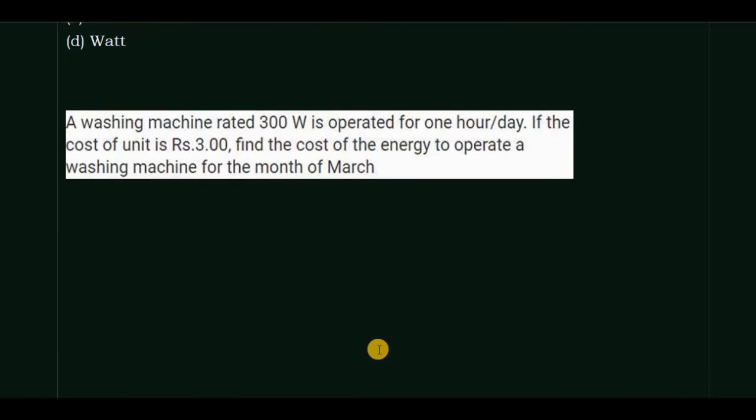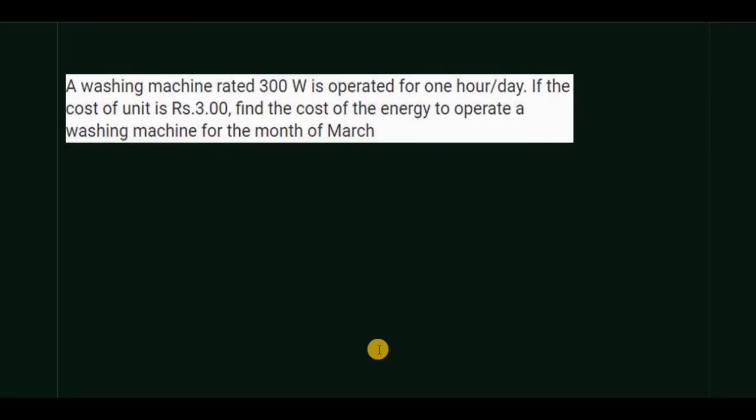So now the MCQs, there may be some other MCQs also, but I have taken only this much here. Now we come to the numerical part. The question is, a washing machine rated 300 watt is operated for 1 hour per day. If the cost of a unit is rupees 3, find the cost of energy to operate the washing machine for the month of March. When we talk about the month of March, the days are fixed, 31. So we'll take 31 days.